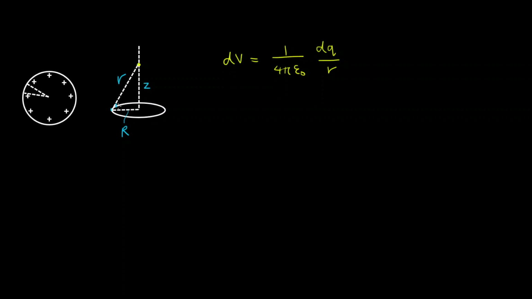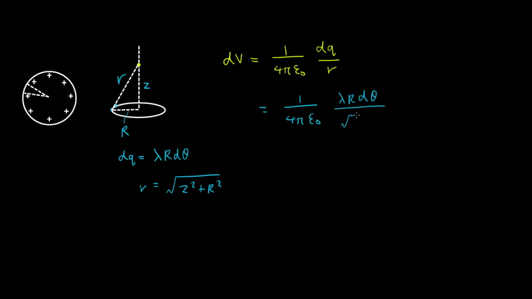So using the geometry of the circle, we have the differential charge is equal to the linear charge density multiplied by the differential arc length. So that would be r d theta. And using Pythagoras' theorem, the distance is equal to the square root of z squared plus r squared. So if we make those substitutions, we get 1 over 4 pi epsilon naught by lambda r d theta, and that's divided by root z squared plus r squared.